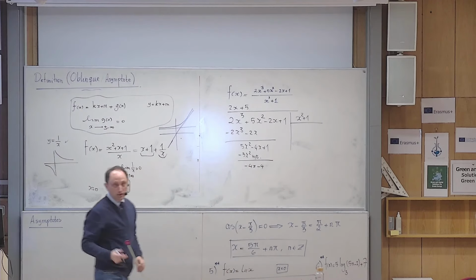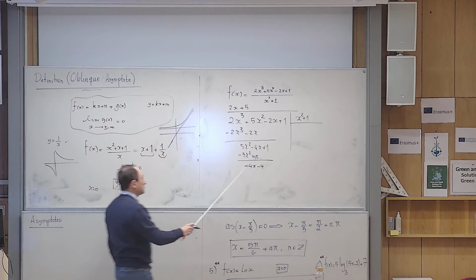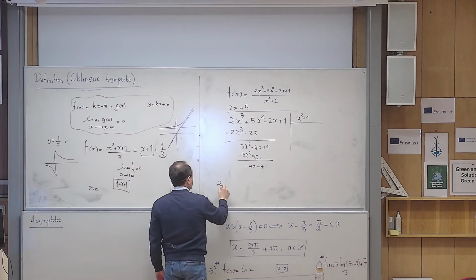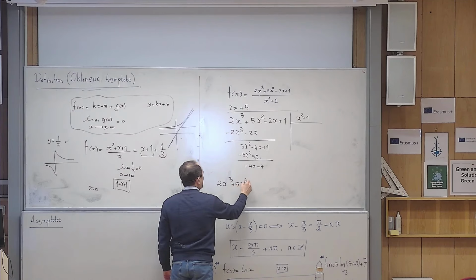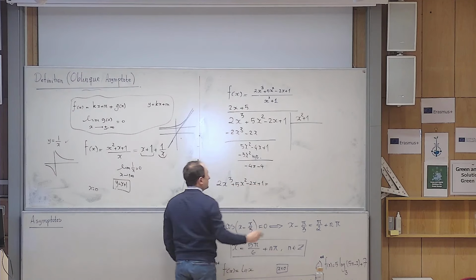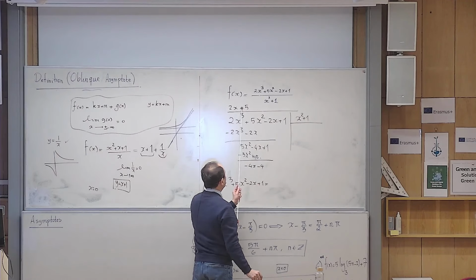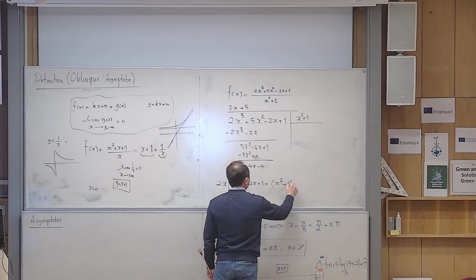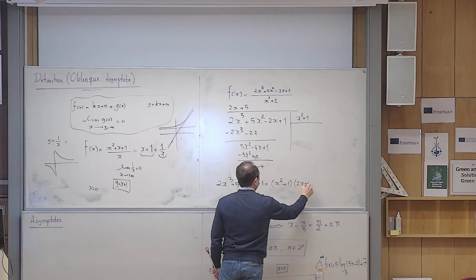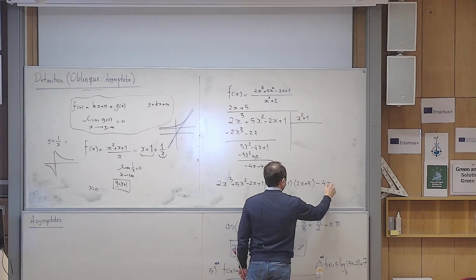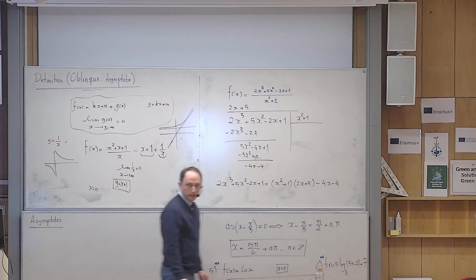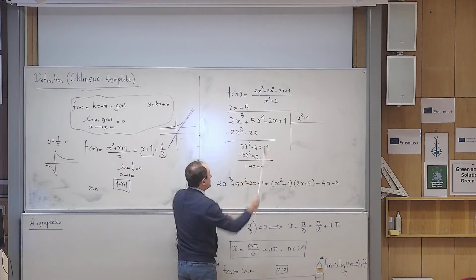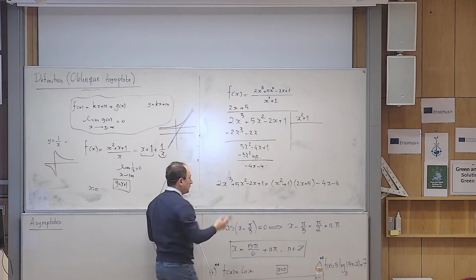And can I continue division? No, because the degree is less than that degree. But what can I write? I can write 2x cubed plus 5x squared minus 2x plus 1 is equal to what? This multiplied by that plus this. Yes? And now my original function is this one divided by that. So I divide.